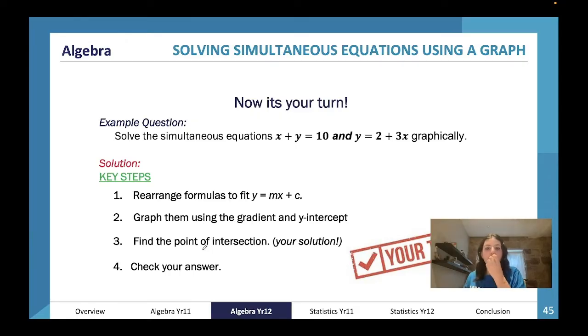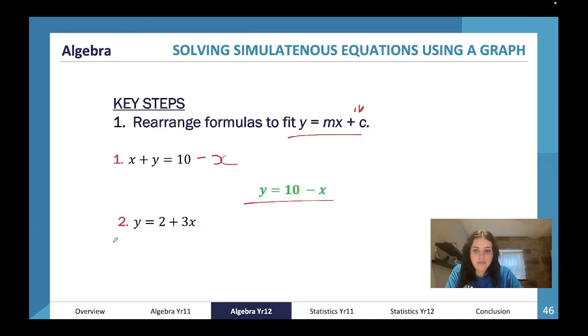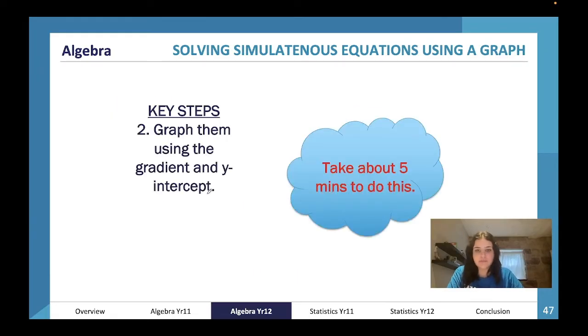Okay, let's go through our key steps here. The first thing, we're going to rearrange the formulas to fit y equals mx plus c. Remember it could be plus b or plus c, both are correct. x plus y equals 10, y equals 2 plus 3x. So how are we going to get y on its own? We're going to subtract x and add it to the other side. Then we have y equals 10 minus x. How are we going to get this worked out the right way around? No need to change. It's already correct.